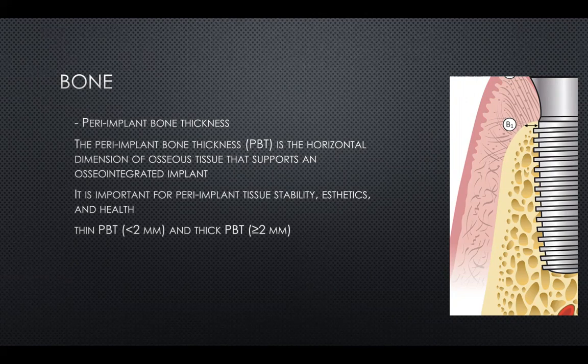It goes both ways. So what is considered thin is less than 2 millimeters. What's considered thick or appropriate is more than 2 millimeters. I would say 15 years ago, these numbers were 1 millimeter. So we used to think that 1 millimeter of bone surrounding the implants is enough. Now the numbers changed to 2 millimeters. There are some people pushing the limit, pushing these numbers a little bit more to 2.5 or 3 millimeters as well.